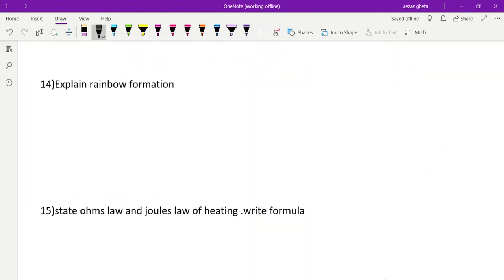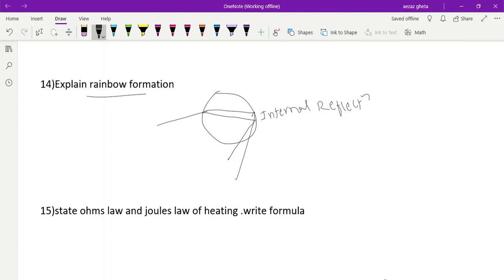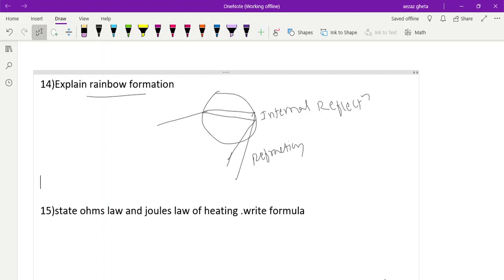Explain the formation of a rainbow. A rainbow is a 7 color spectrum. When white light passes through a water droplet, at the first interface it undergoes dispersion and refraction, at the second interface it undergoes internal reflection, and at the third interface it undergoes refraction. These are the things which take place. You should explain with a diagram, and you will get the correct marks.